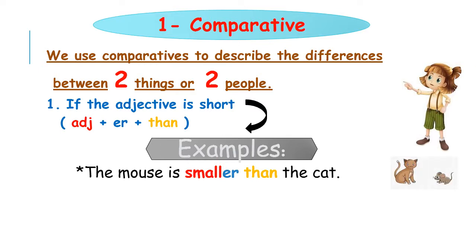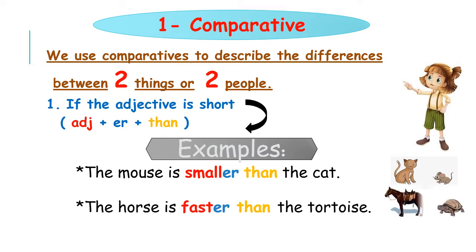Example number 1. The mouse is smaller than the cat. As you can see here in this picture, we have a mouse and we have a cat. Which one is bigger and which one is smaller? Of course, the cat is bigger than the mouse and the mouse is smaller than the cat. Small, the adjective, plus er plus than. So it will be smaller than. Okay, I'm comparing now between the mouse and the cat.